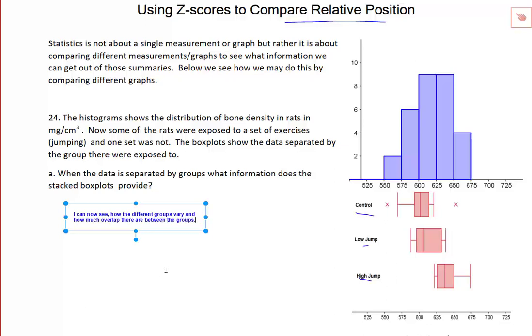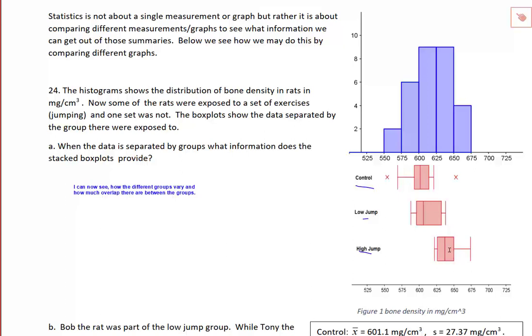Okay, so that is kind of a nice feature of the separating. Now we can tell, for example, that as far as bone density is concerned, the rats in the high jump group are much greater than the control group. Notice that here is the median for the control group, and if I come down, notice this one instance: all the rats in the high jump group had a bone density above the median of the control group.